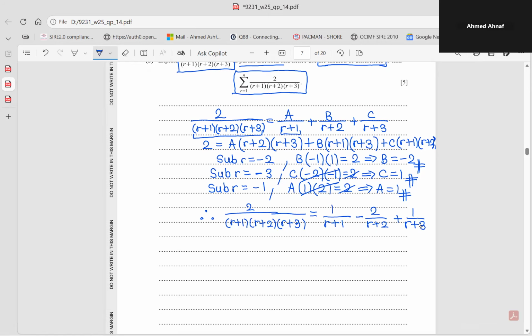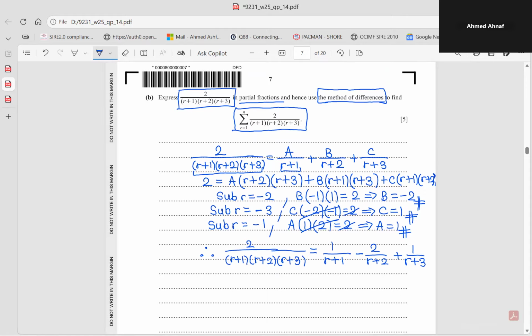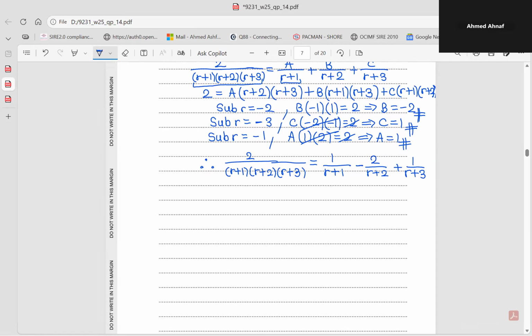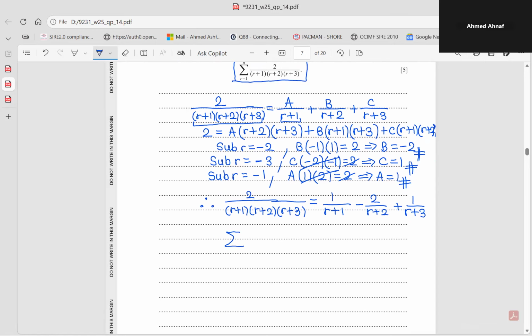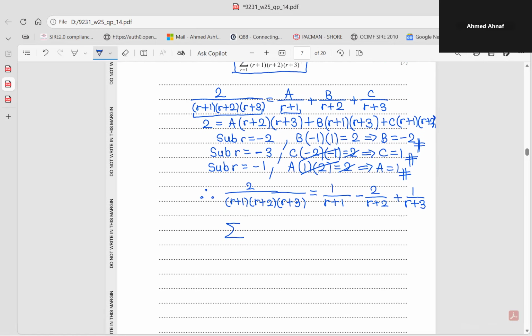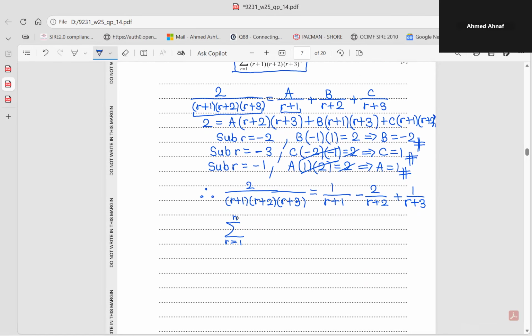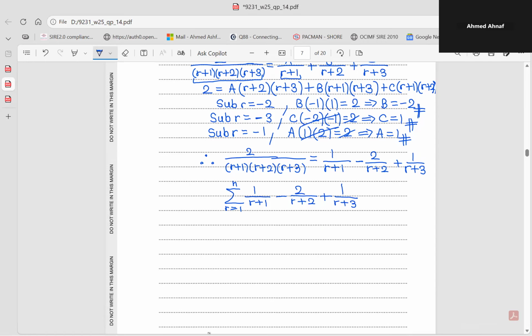Yeah, so this is the final expression that we have to work with, okay? Now let's bring out the summation. So the summation, we can just directly replace it with the partial fractions form. Sum from r equals 1 of 1 over r plus 1 minus 2 over r plus 2 plus 1 over r plus 3. Yeah, so this is what we have, okay?